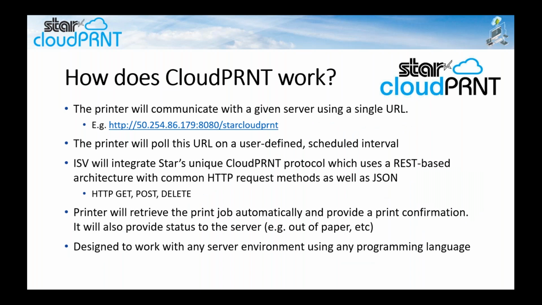So how does it work? You would think that maybe we push a print job down to the printer, but it's actually the other way around. The printer is loaded with or configured with a URL that exists on the server, and then the printer polls that server at a user-defined interval. So the default is 5 seconds, but you can go as quick as every 1 second. The printer is going to poll the server looking for a new print job.